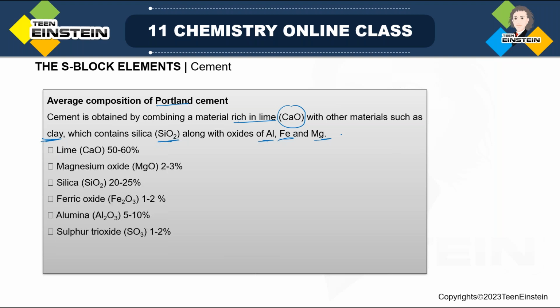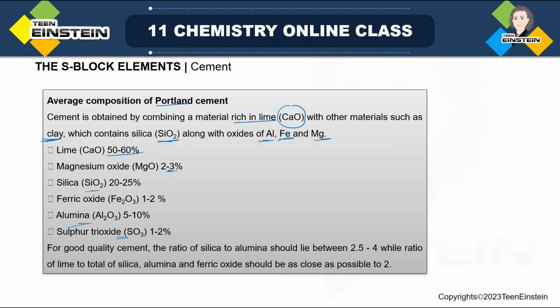Okay. Now you can see the percentage. Lime is the main percentage. Then magnesium oxide 2 to 3, silica is there, ferric oxide Fe2O3, iron oxide, aluminium oxide, and oxide of sulfur. Now for good quality cement, there is some specific ratio we maintain. There is a ratio of silica, that is SiO2, and aluminium, this 5 to 10%. This ratio should lie between 2.5 to 4, and the other ratio, that is lime to total of silica, alumina, ferric oxide, should be as close as possible to 2. So lime, the ratio of lime to this. So you can see we are saying that is 2. So the ratio of lime divided by silica, alumina, I'm writing simply as A for alumina, then A for ferric oxide.